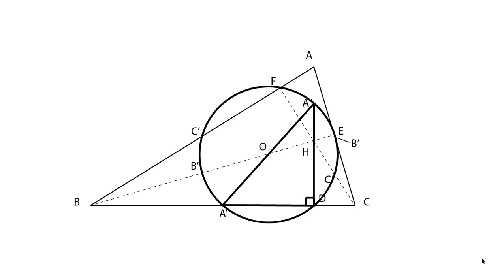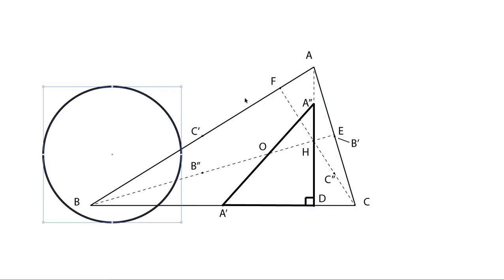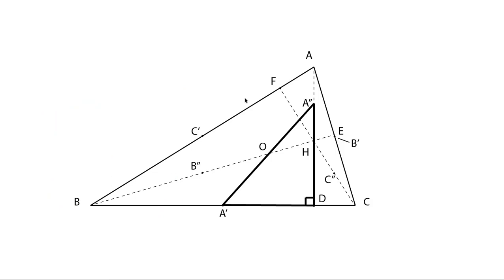Okay, I have before me the 9-point circle, and I'd like to give a little bit of explanation as to what's going on. Let's see how this works. Start by selecting this, moving this circle out of the way, and moving this triangle out of the way.